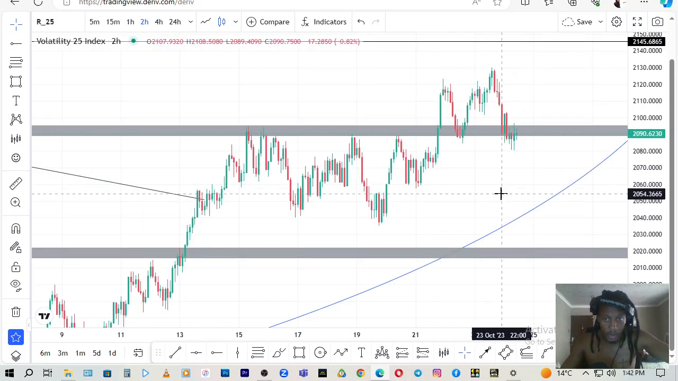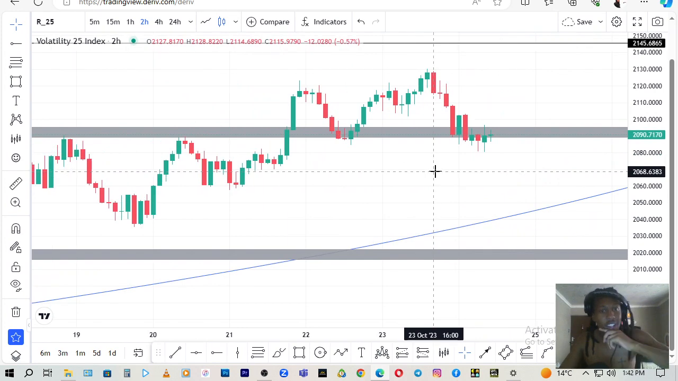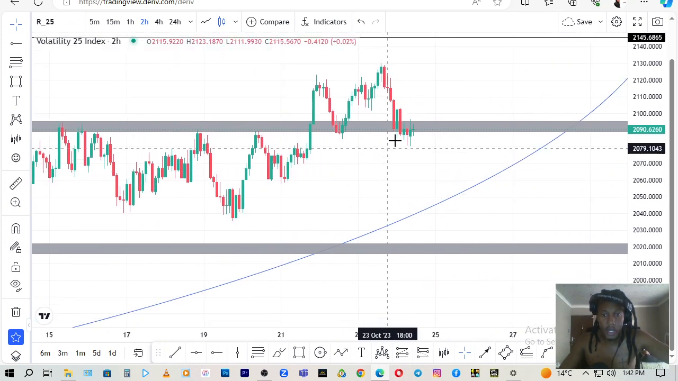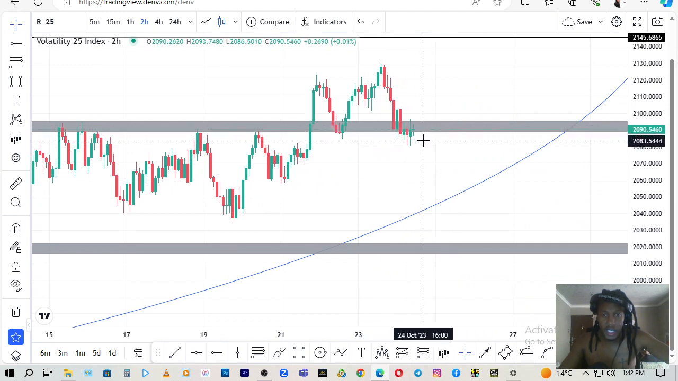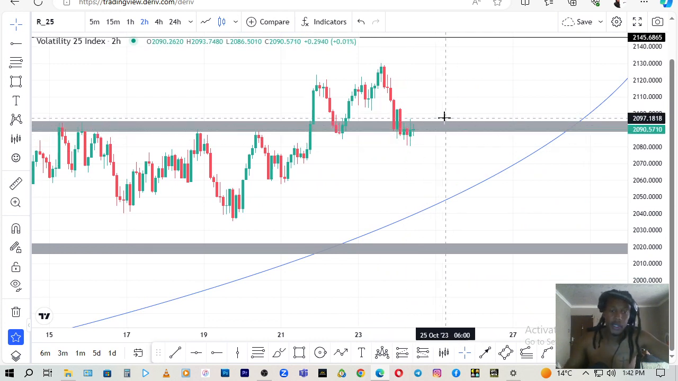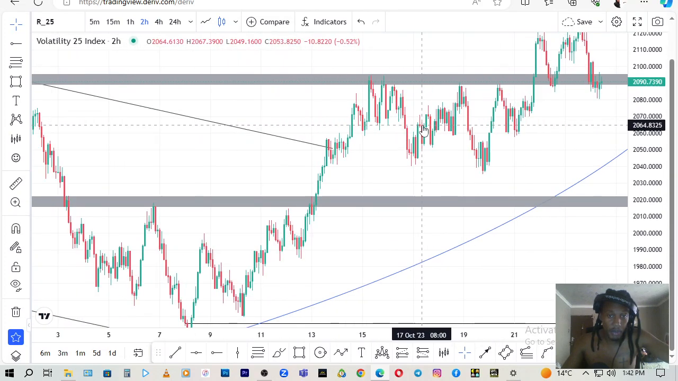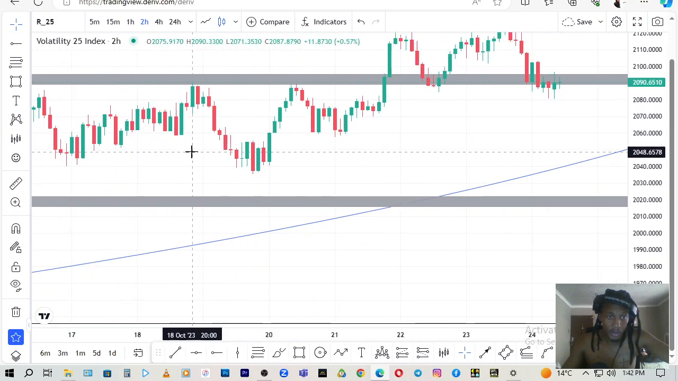So I'm trying to load my 2 hour. In most cases, I would wait until I see multiple rejections and a push up, and an engulfing candlestick. In this case, I would look for a bullish engulfing. Let me just show you an example.